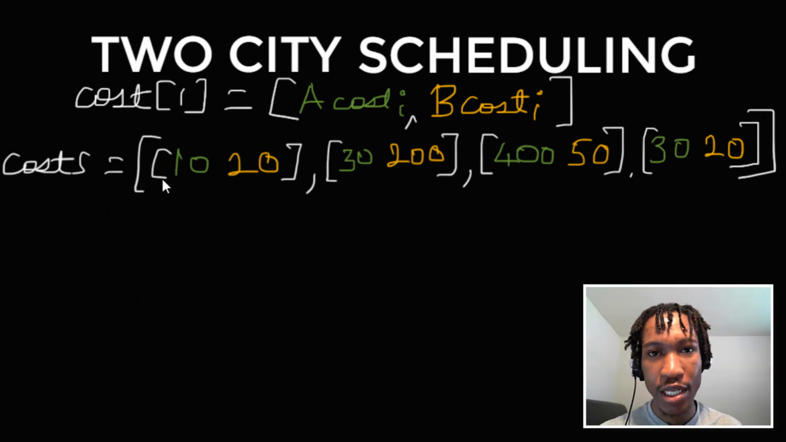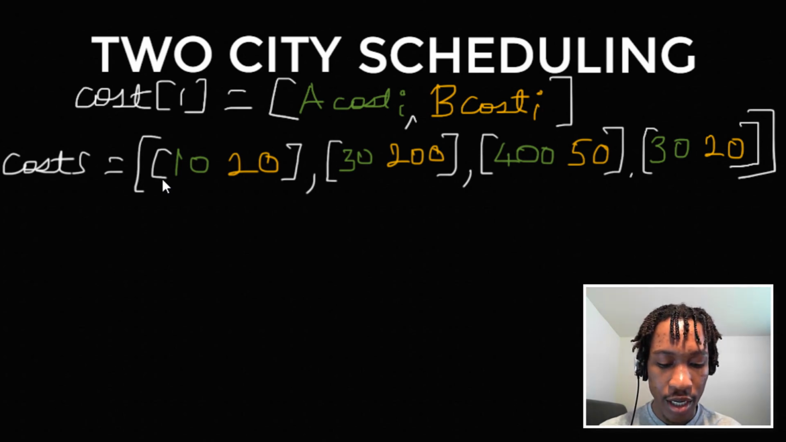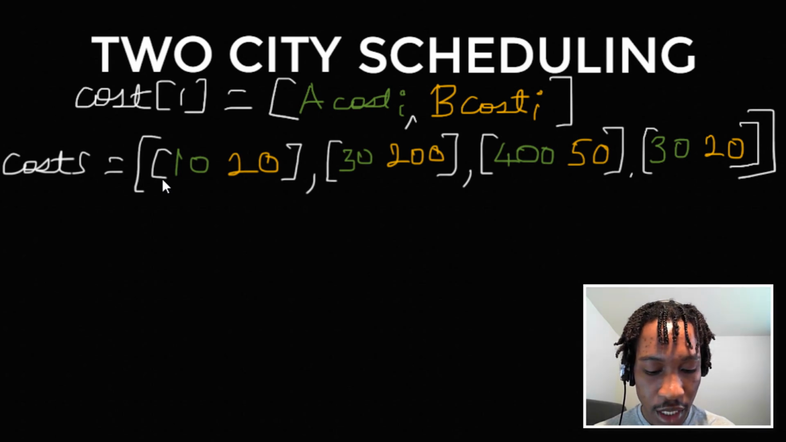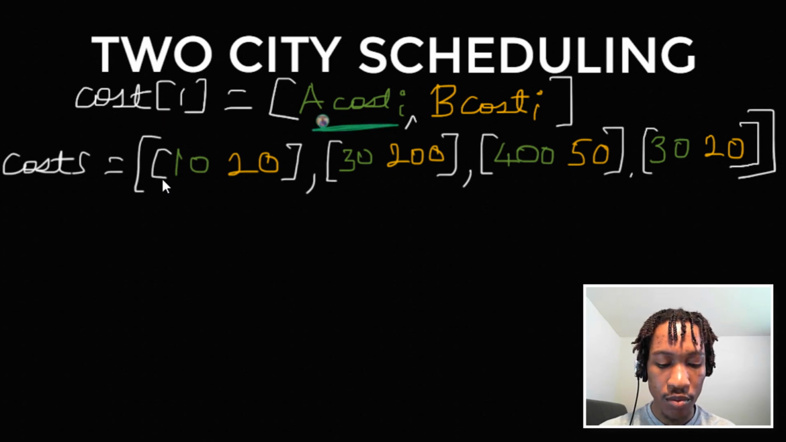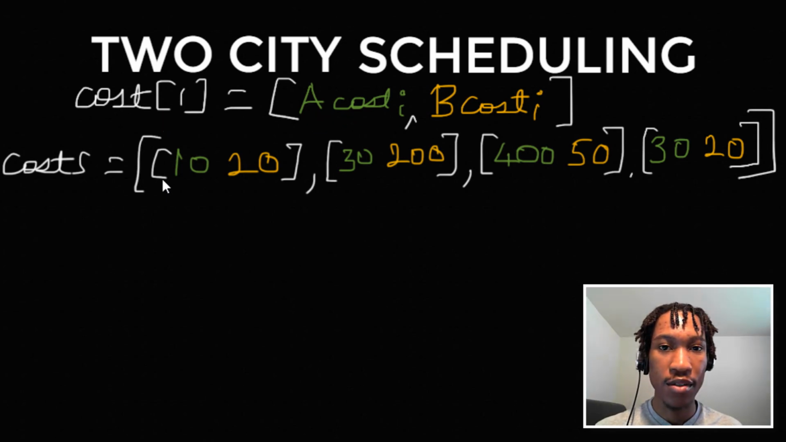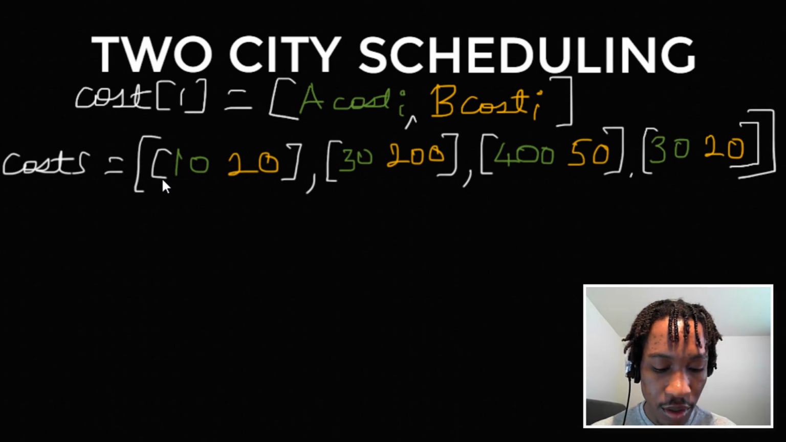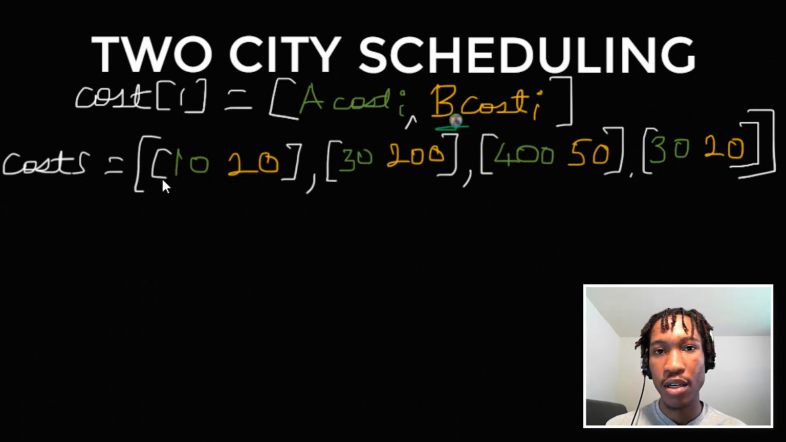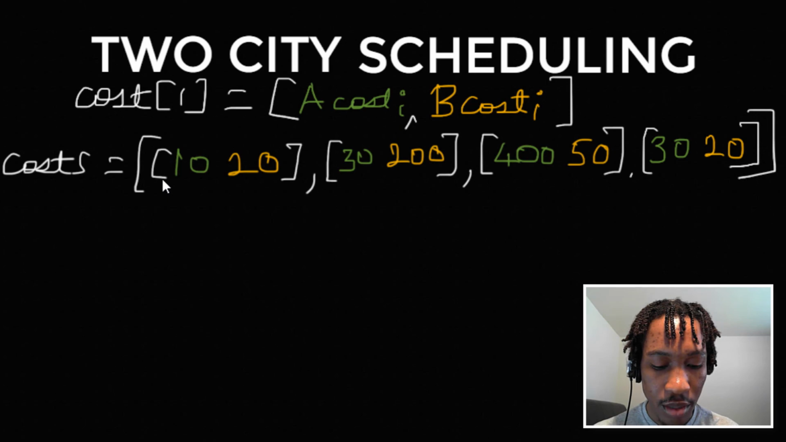So first of all, let's break down the input that we're given. So we're given a 2D array where we have the cost to fly each person to either city A or city B. So I've put city A in green, and then I've put city B in yellow. So for, let's say, the ith person, the first number would be the cost to fly that ith person to city A, and then the second number in yellow would be the cost to fly that person to city B.